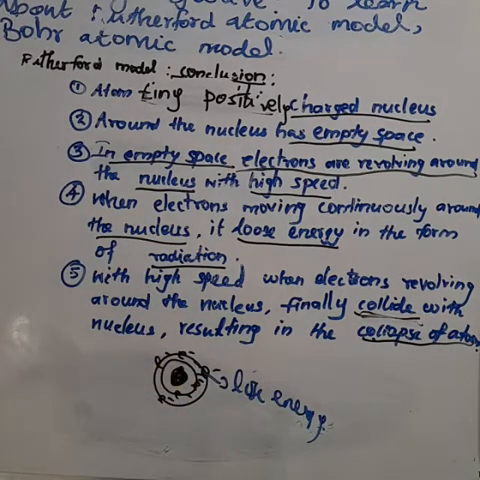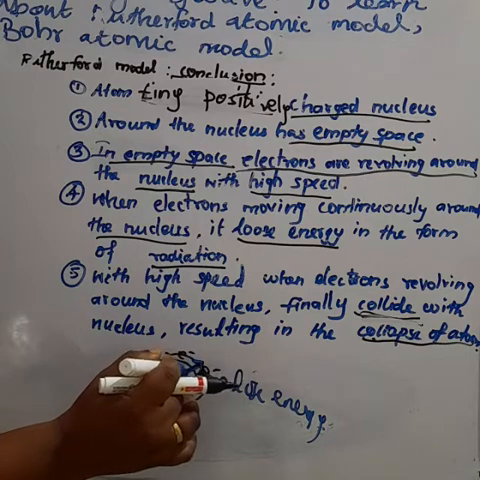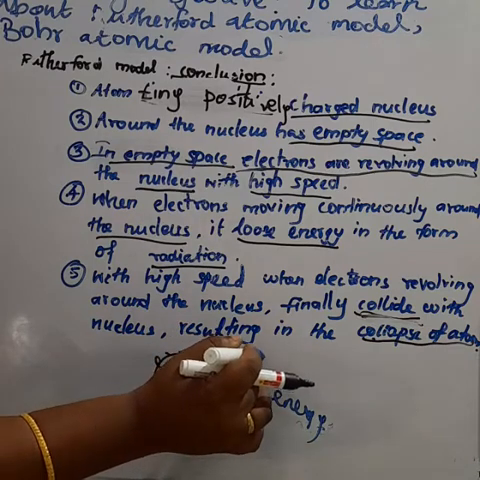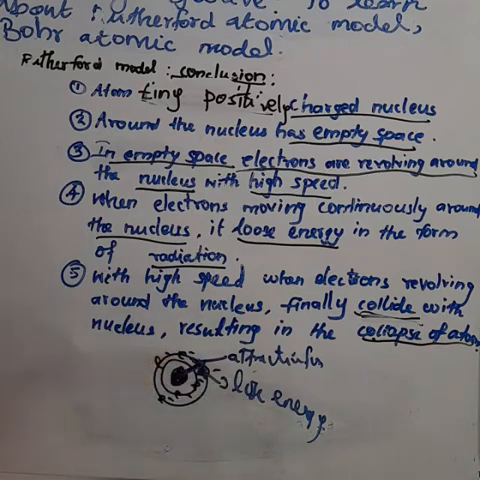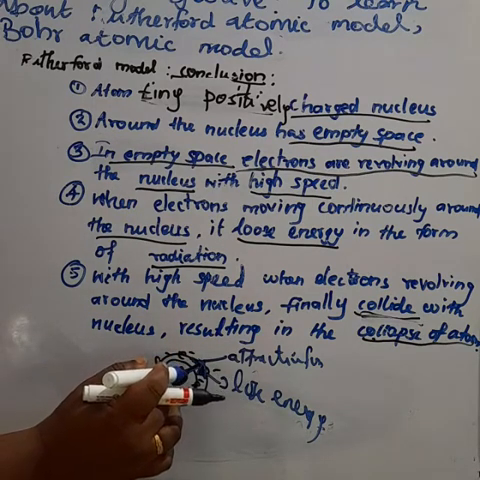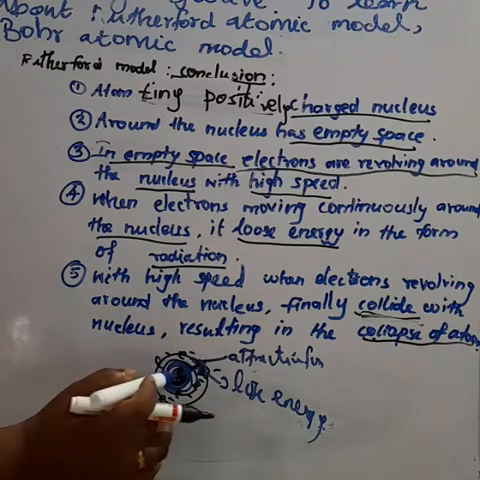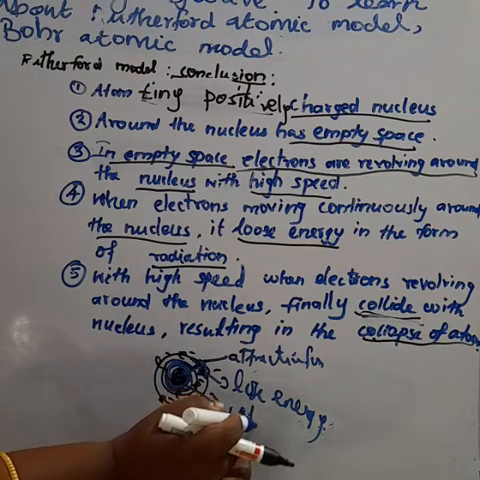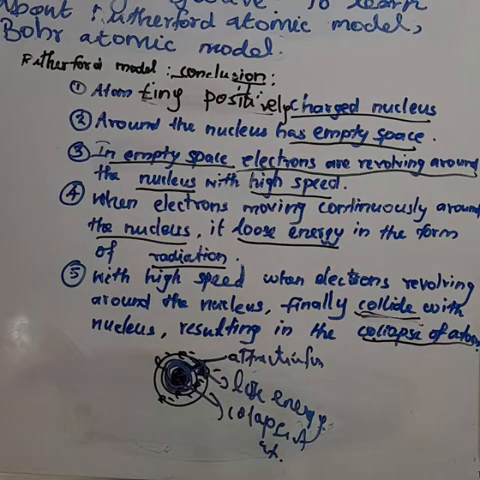And because of the attractive force between the positively charged nucleus and the negatively charged electrons, the electron moves fast through the entire orbit, comes closer to the nucleus, and finally collides with the nucleus, resulting in the collapse of the atom. These are the conclusions about the Rutherford model.